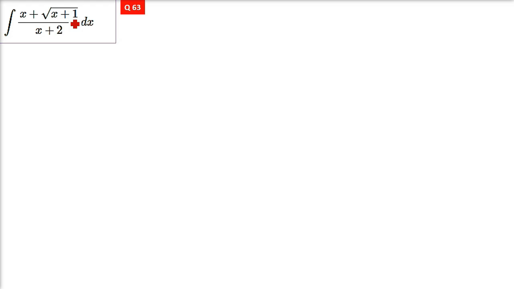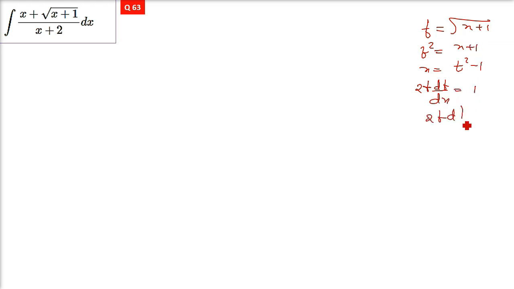Now this is the integral of x plus under root x plus 1 divided by x plus 2. So we have to first get rid of this under root. First thing is this one. Then only we'll be able to integrate it properly. So t we will write as under root x plus 1. t squared will be equal to x plus 1. And when we differentiate it, because we will be needing x, you can write x as t squared minus 1. When we differentiate t squared equals x plus 1, it will be 2t dt by dx. dt by dx equals, this differentiation will be 1. Now what will be dx? It will be 2t dt.